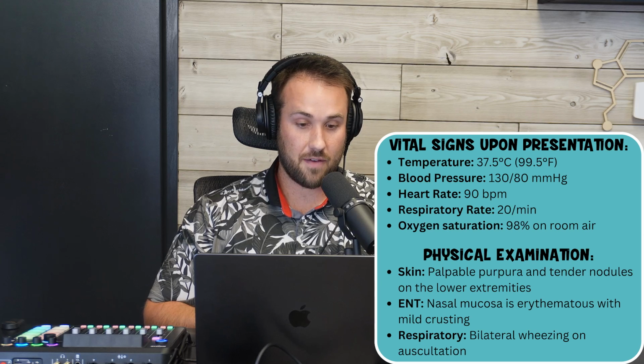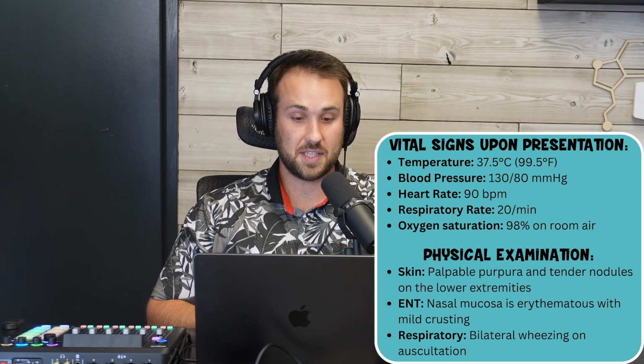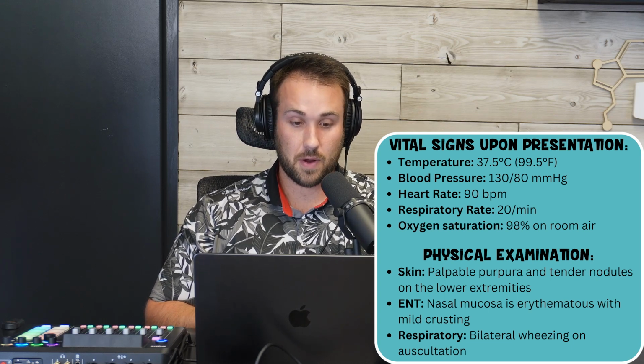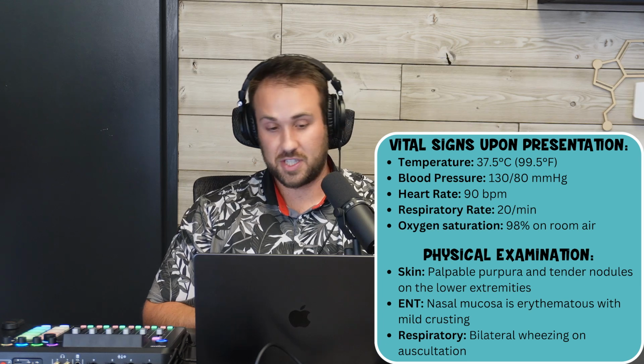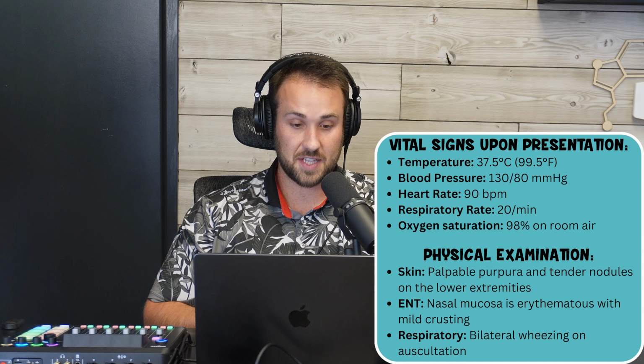Past medical history: asthma, diagnosed 10 years ago, and allergic rhinitis. Vitals: blood pressure is 130/80. Temperature is 37.5 Celsius, so that's a little high, 99.5 Fahrenheit. Heart rate is 90. Respiratory rate is 20 per minute. Oxygen saturation is 98% on room air. For her physical exam, for a skin exam, we note palpable purpura and tender nodules on the lower extremities. ENT: nasal mucosa is erythematous with mild crusting. And for her respiratory exam, bilateral wheezing on auscultation.